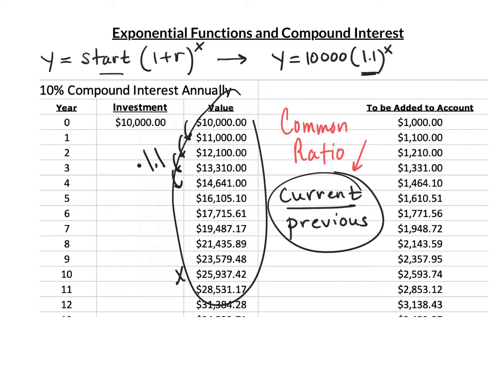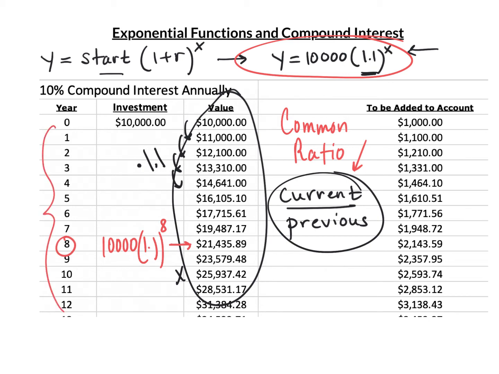Since each number, as I take a step over and over and over, I'm multiplying by 1.1, this is actually a geometric sequence. They are essentially the same thing. We have a common ratio that we multiply by to get the next value. With an exponential equation, though, I can find any value very quickly by just plugging in a year. If I take this equation, 10,000 times 1.1 to the power of 8, plugging in 8 for x, what I'm going to get is $21,435.89. And I can do that for any value right there.